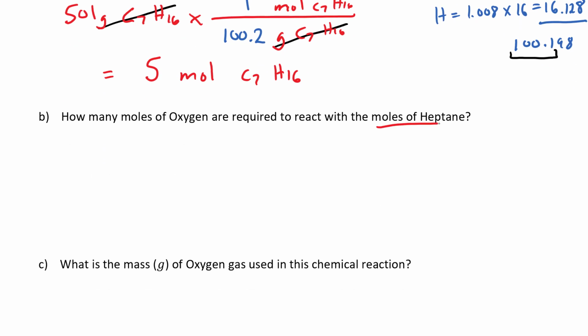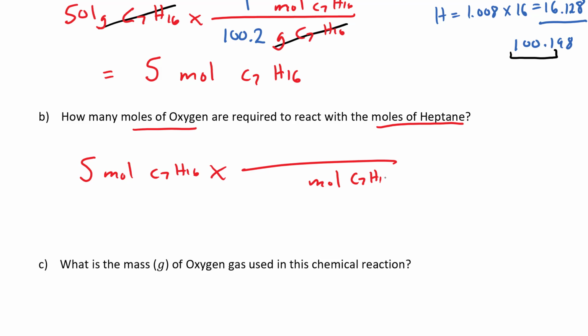I'm going to go from moles of heptane to moles of oxygen. I have 5 moles of heptane now. I'm going to go from moles of heptane to moles of oxygen. These values will come from the balanced chemical equation. Let's get those coefficients now.